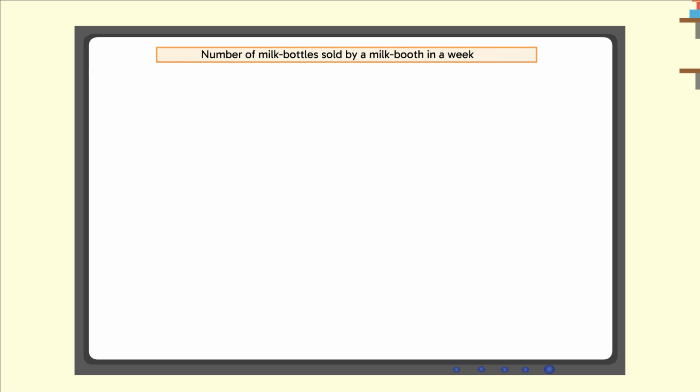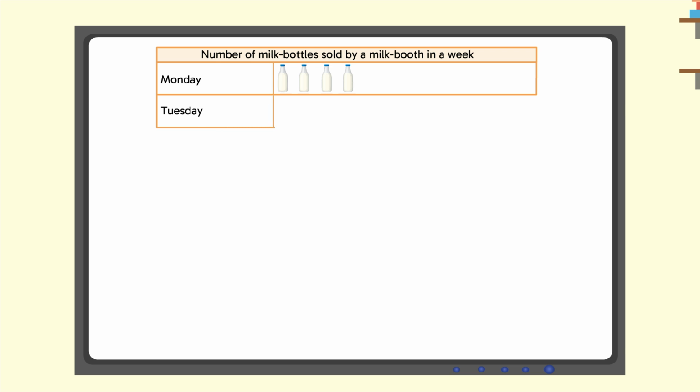First, we will give it a title, which is number of milk bottles sold by a milk booth in a week. On Monday, 40 bottles were sold and will be represented by 4 bottles, as 40 divided by 10 is 4. On Tuesday, 60 bottles were sold, represented by 6 bottles, as 60 divided by 10 is 6.